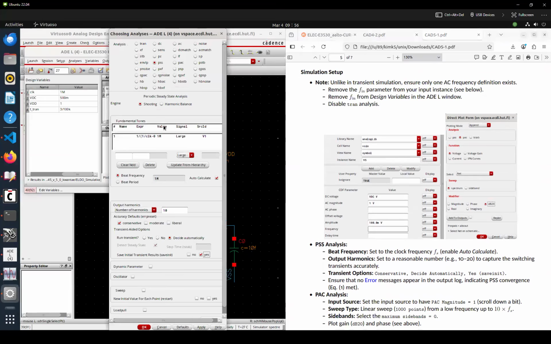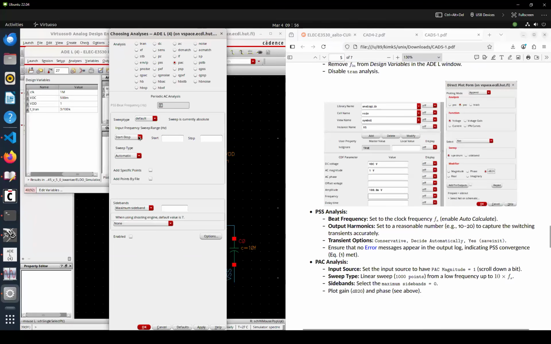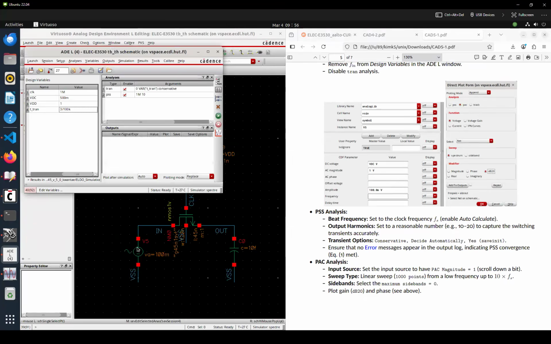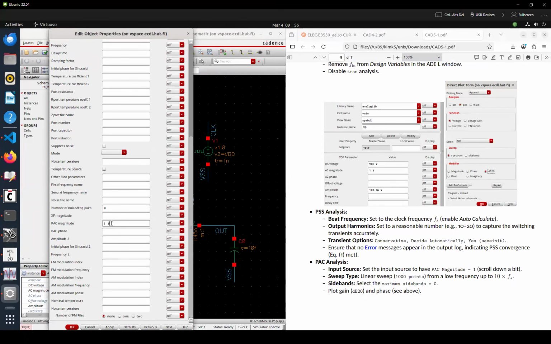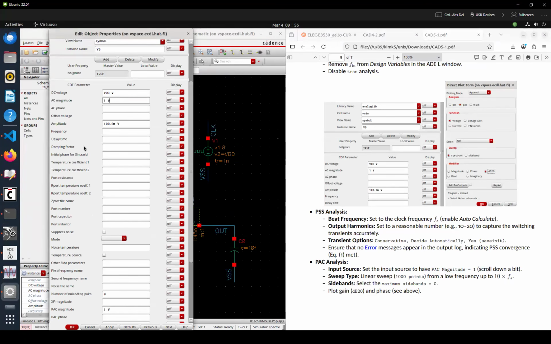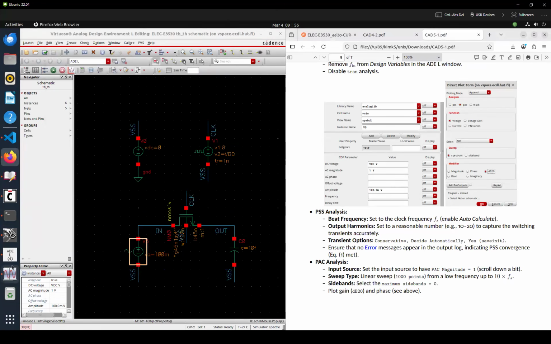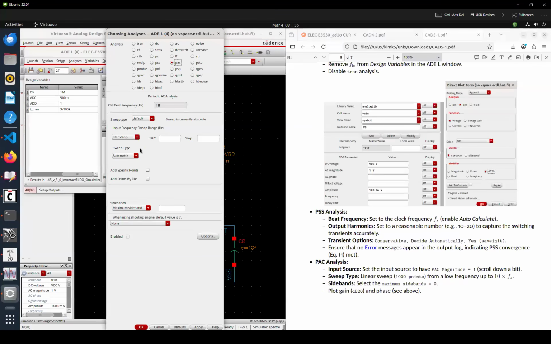And for the PAC simulation, the first thing you need to do is make sure PAC magnitude is set to 1, which is very important here, PAC magnitude 1, as we do for the AC simulation, AC magnitude. And then let's move on to PAC.